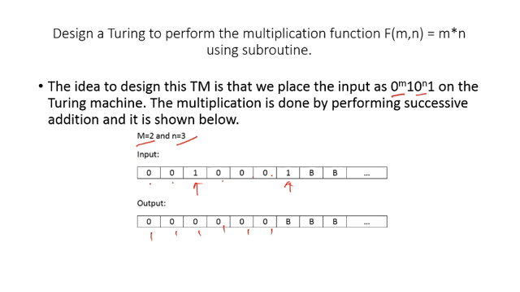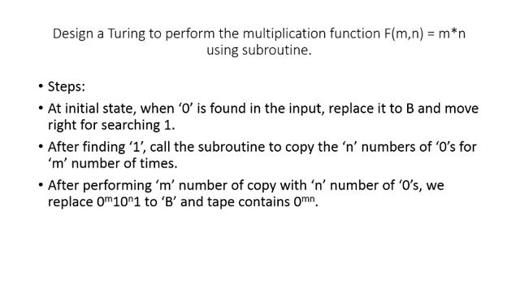Now let us see how to perform the multiplication. In the initial step, when a 0 is found in the input, we replace it with a blank symbol and move towards searching for the 1. For example, if you have 0 0 1 0 0 1, the first part is 2 and the second part is 2. First I make this symbol blank. For this 0, the two zeros have to be repeated. After finding the 1, we call the subroutine and copy n zeros, m times.